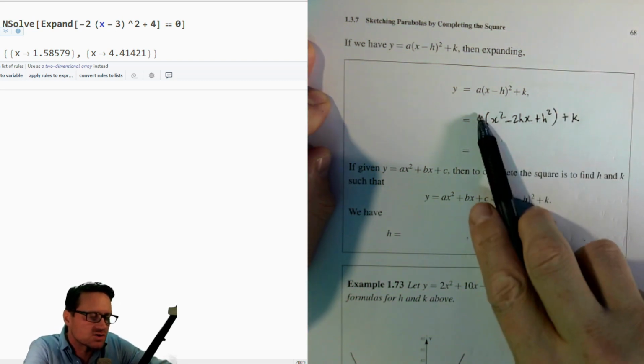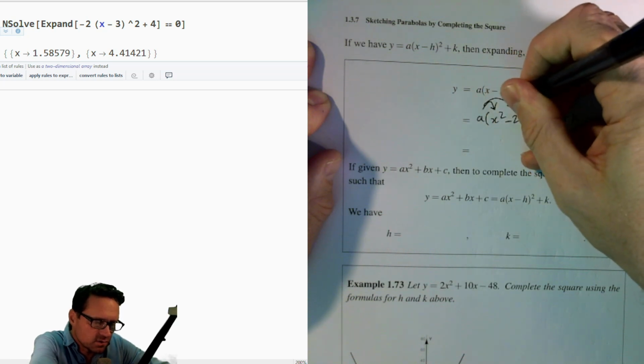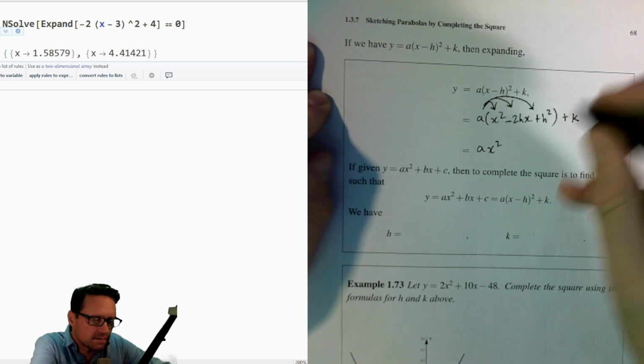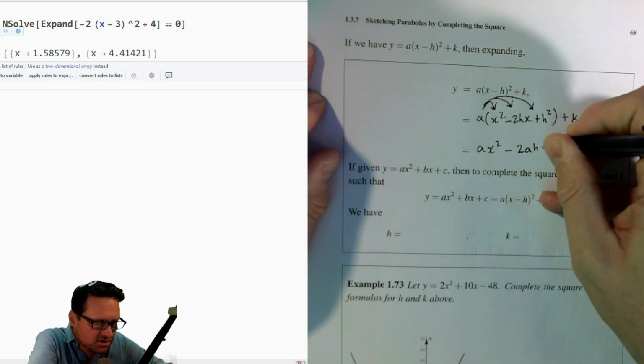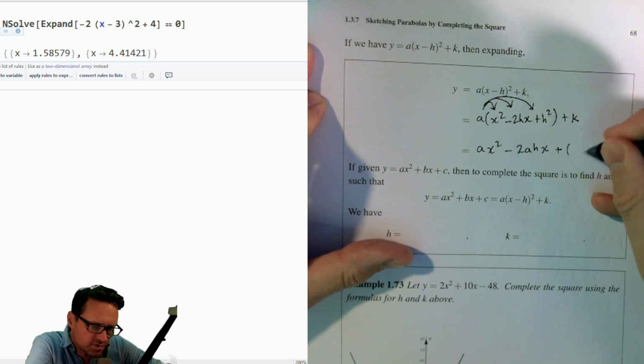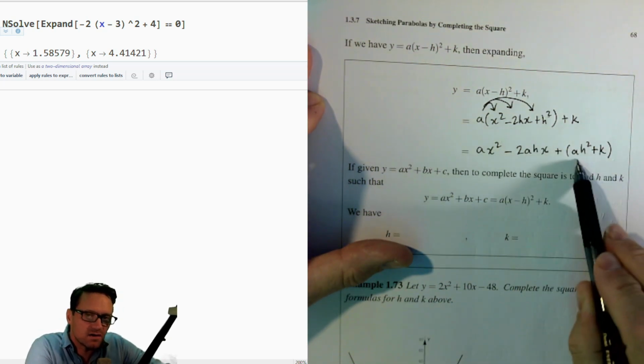Expanding that, distributing the a over this sum, this goes with this, this goes with this, this goes with this. So we have ax squared minus 2ahx plus ah squared plus k, but I'm going to put that in brackets. All right, so this here is the b, this here is the c.